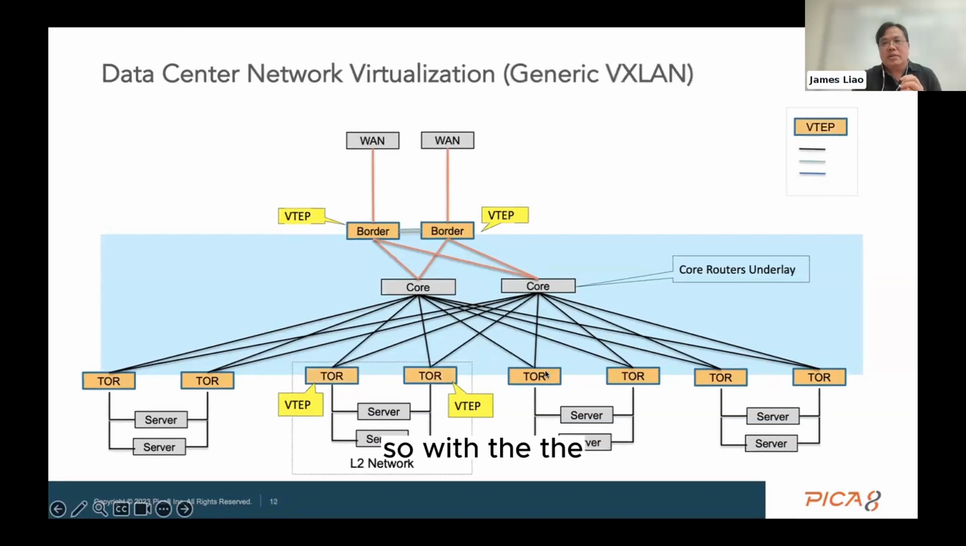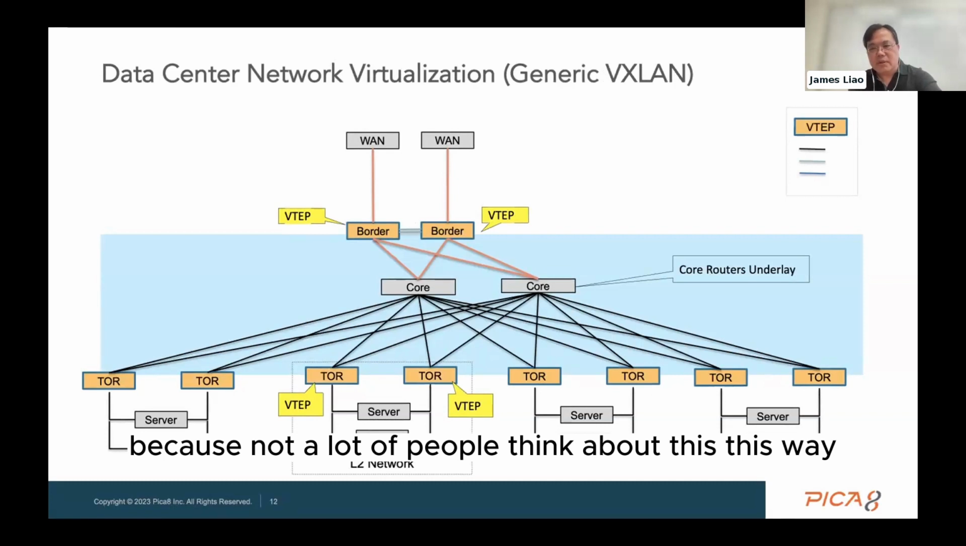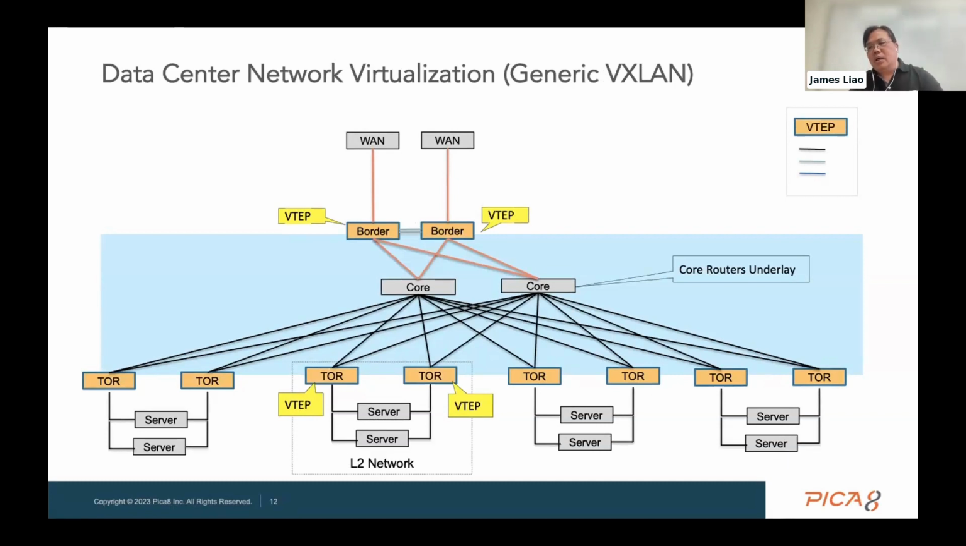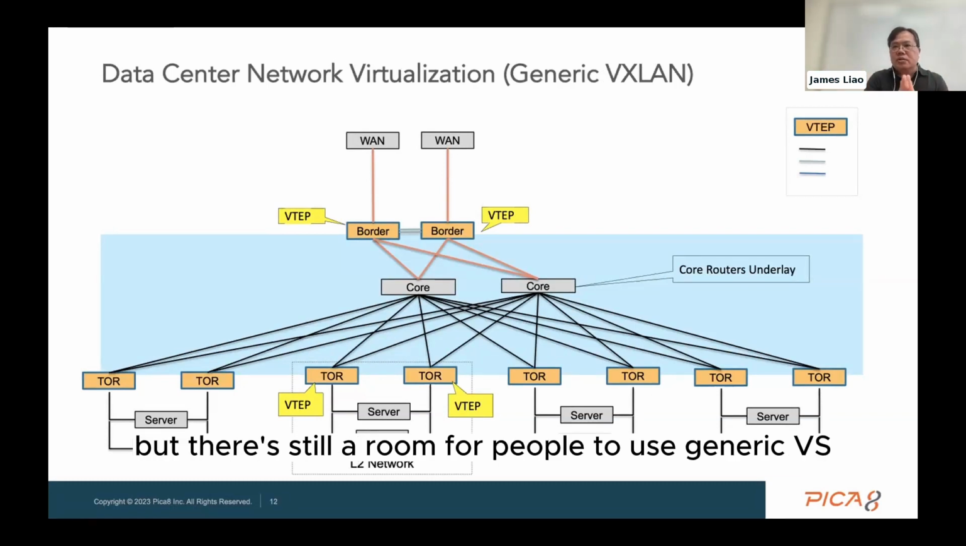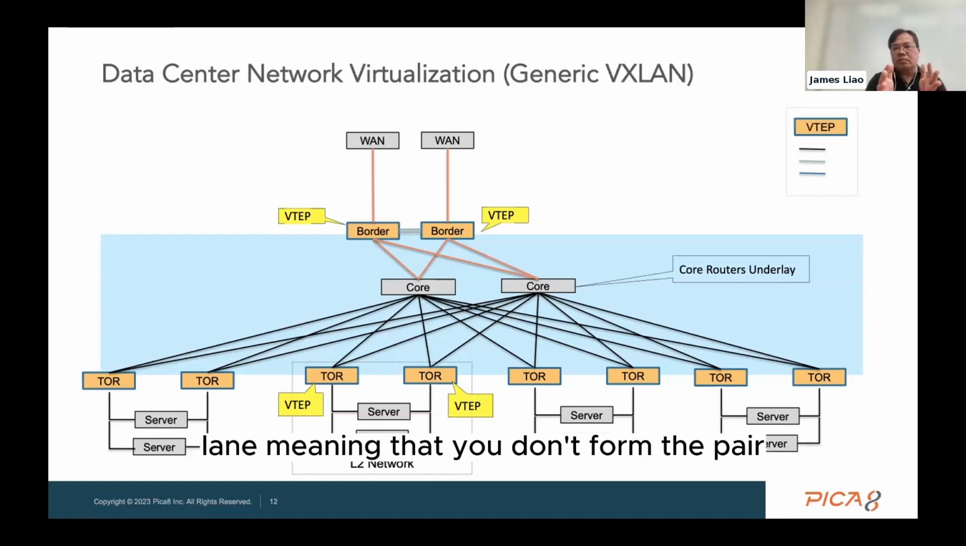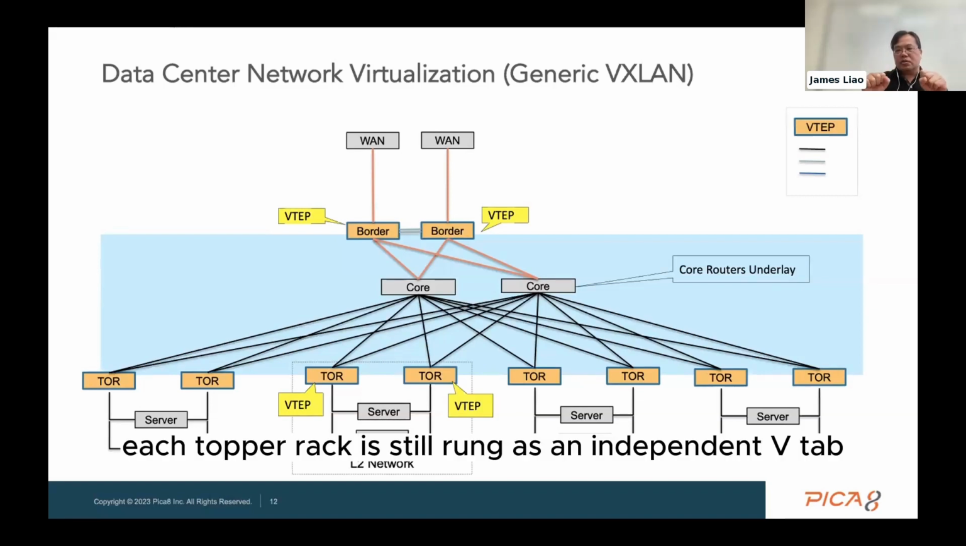Great. So with the limited time, I want to quickly mention this one because not a lot of people think about it this way. Most people want to optimize the whole infrastructure for active-active operation, but there's still room for people to use generic VXLAN, meaning you don't form the pair of top of racks into active connections. Each top of rack still runs as an independent VTEP.